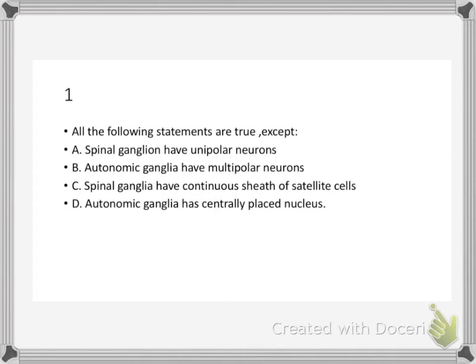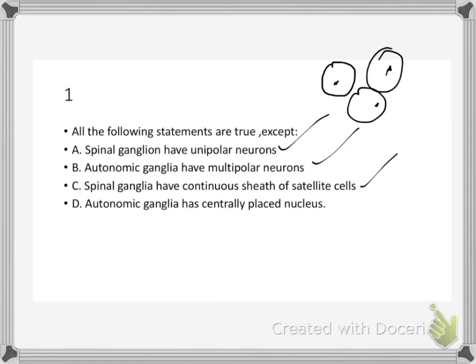All the following statements are true except. So we should rule out. Spinal ganglion have unipolar neurons. How to find it out? This is the spinal ganglion. Unipolar, yes, it is unipolar. Centrally placed nucleus. Spinal ganglion unipolar, correct. Autonomic ganglion multipolar, correct. Spinal ganglion have continuous sheath of satellite cells, correct. Autonomic ganglion has centrally placed nucleus. This is your autonomic ganglia. Where is the nucleus? It is eccentric, so it is wrong. Very good.